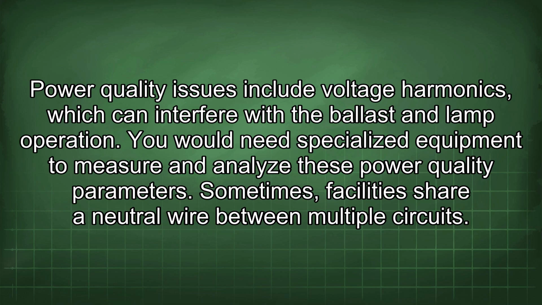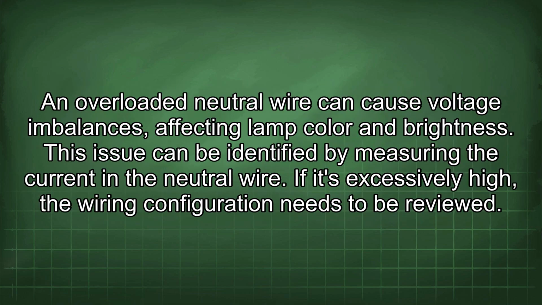Sometimes, facilities share a neutral wire between multiple circuits. An overloaded neutral wire can cause voltage imbalances, affecting lamp color and brightness. This issue can be identified by measuring the current in the neutral wire. If it's excessively high, the wiring configuration needs to be reviewed.